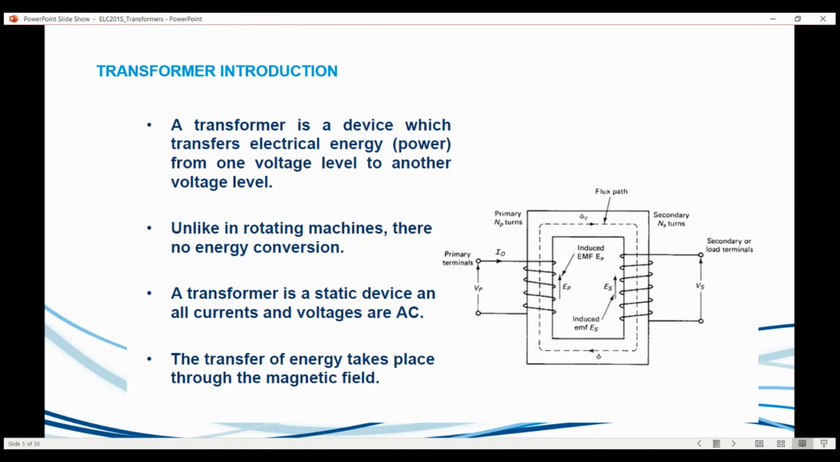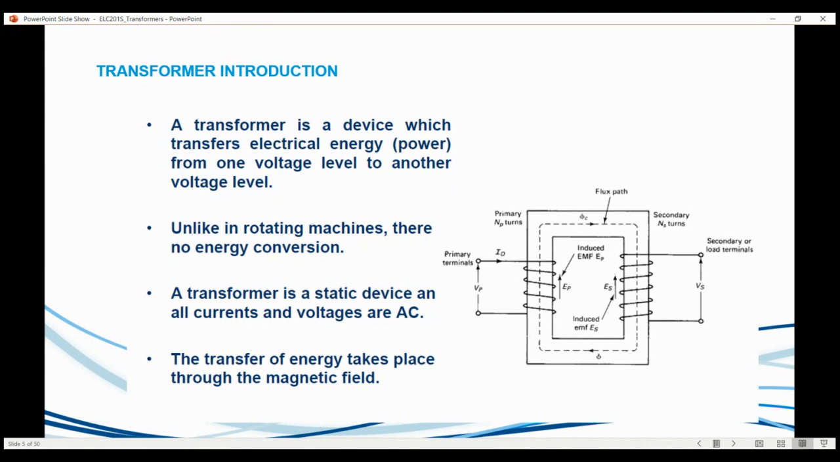But anyway, a transformer is a device which transfers electrical energy from one voltage level to another voltage level. Unlike rotating machines, there's no energy conversion, right? So it's electrical to electrical, and it's a static device. All currents and voltages are AC, for an AC transformer obviously. And the energy transfer takes place through the magnetic field, which is very interesting.